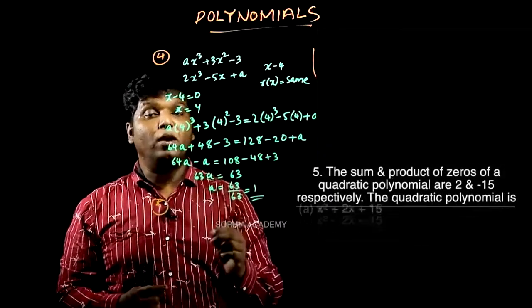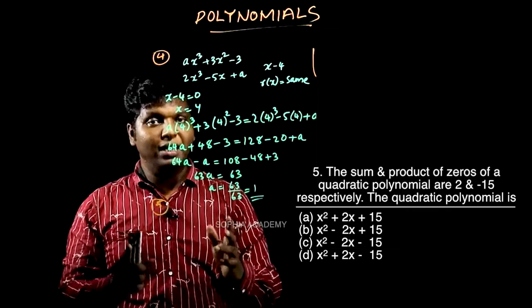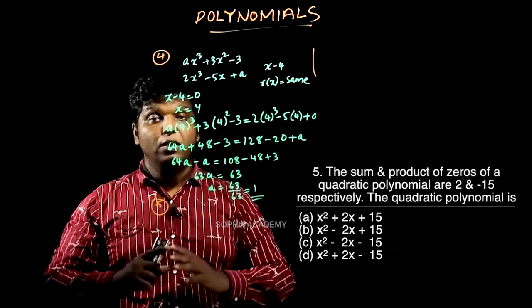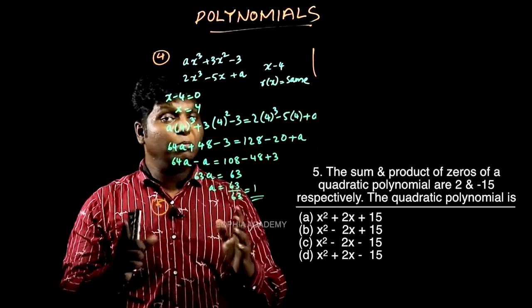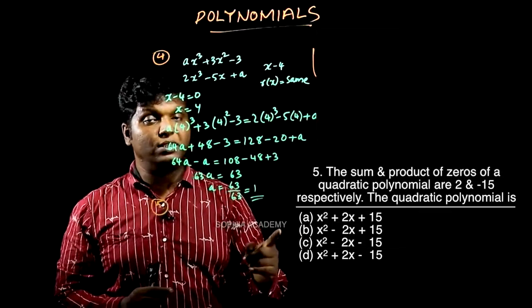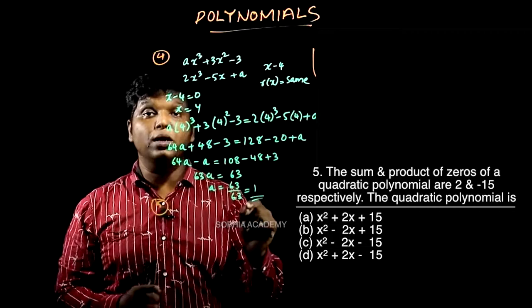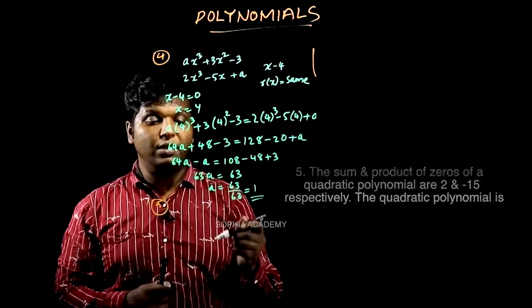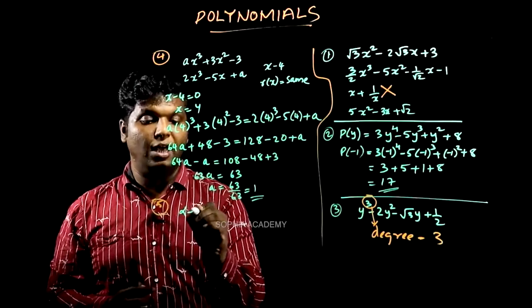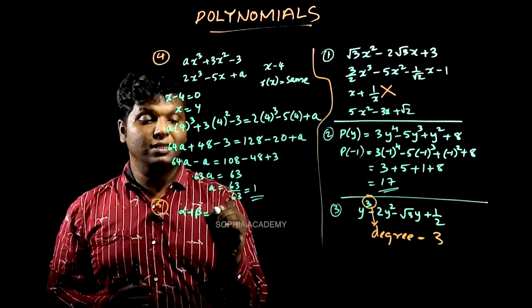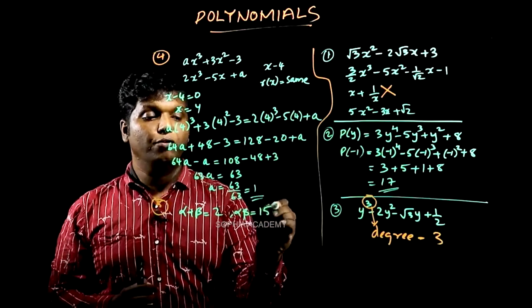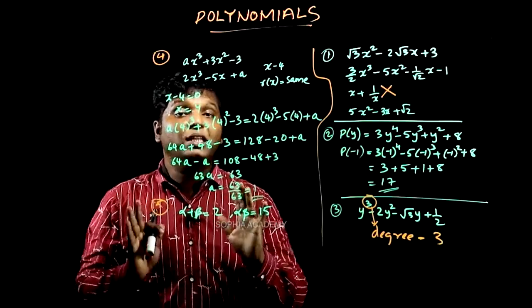The sum and product of a quadratic polynomial is 2 and 15 respectively. So the sum of zeros is given, the product of zeros is given. The sum of zeros is 2 and the product is 15. So first of all, we will mention that. Sum of zeros means we know that it is alpha plus beta. How much is it? It is 2. Then alpha beta, the product, is 15. And you have to find the polynomial.